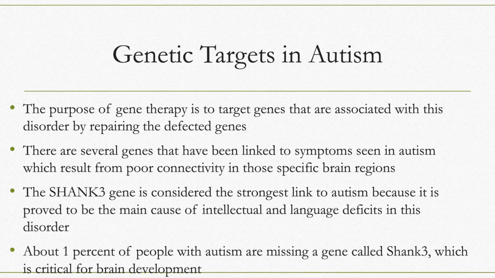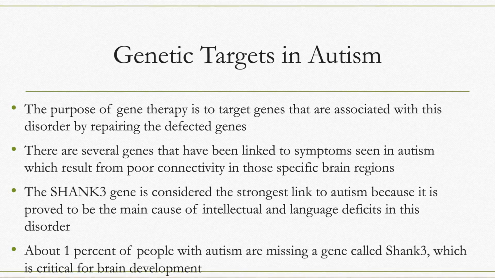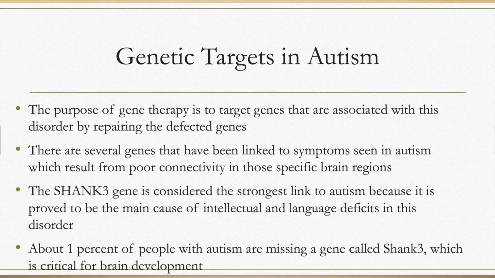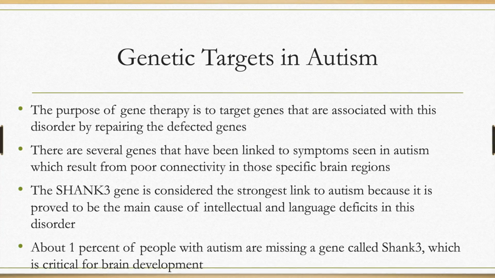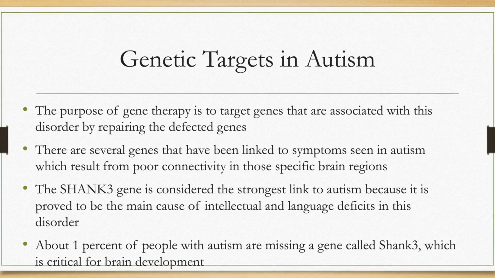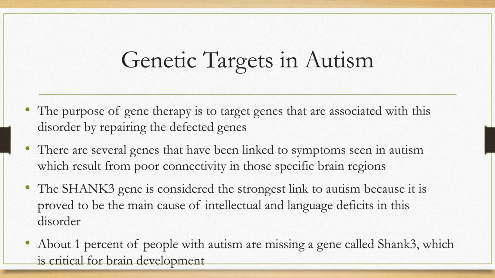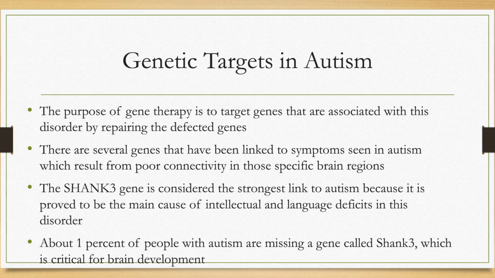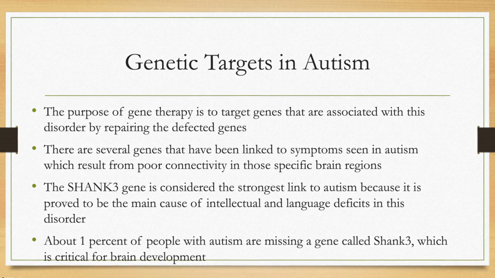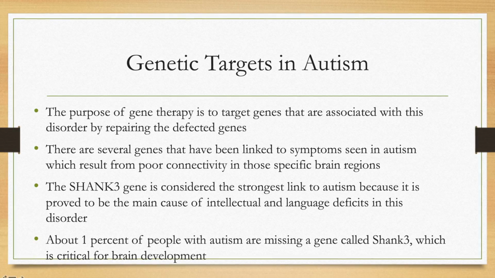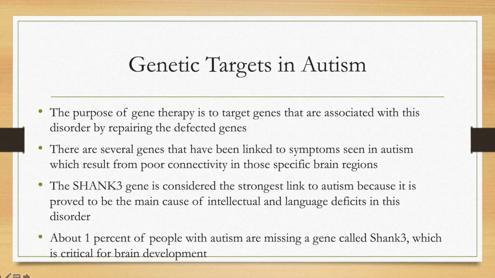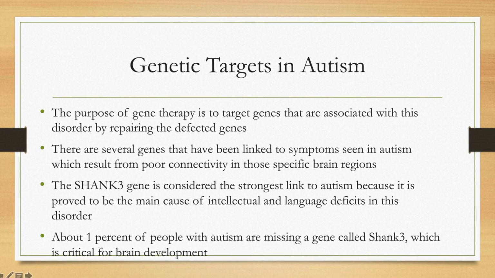The genetic targets in autism. The purpose of gene therapy is to target genes that are associated with this disorder by repairing the defective genes. There are several genes that have been linked to symptoms seen in autism, which result from poor connectivity in those specific brain regions. The SHANK3 gene is considered the strongest link to autism because it is proven to be the main cause of intellectual and language deficits in this disorder.